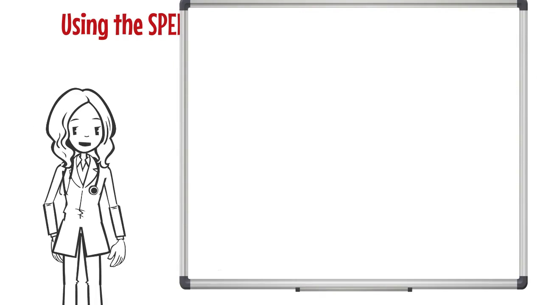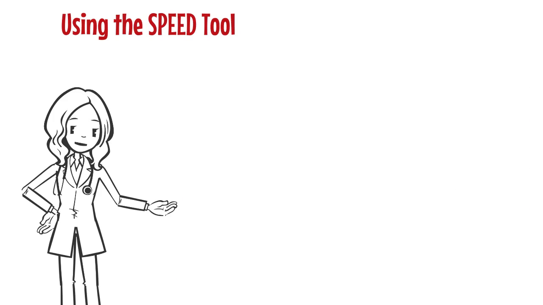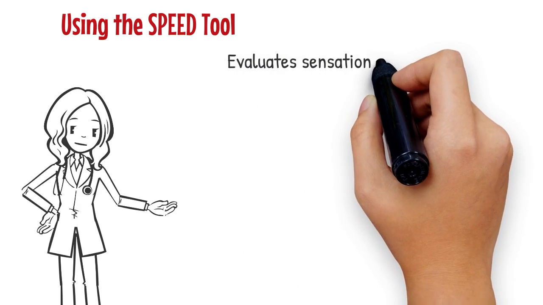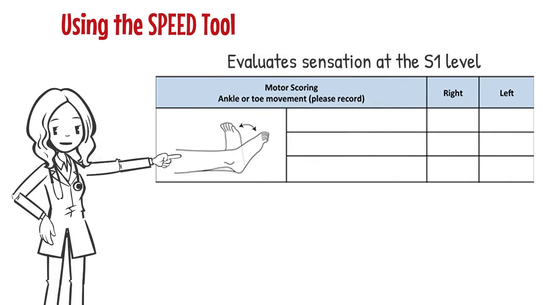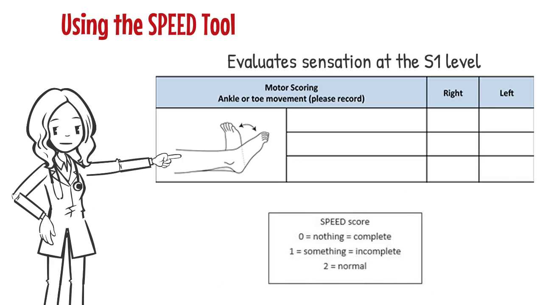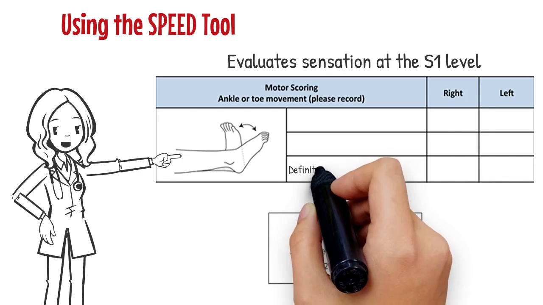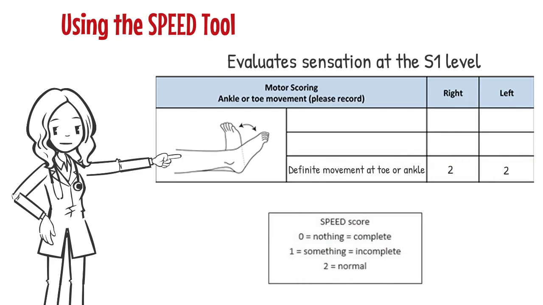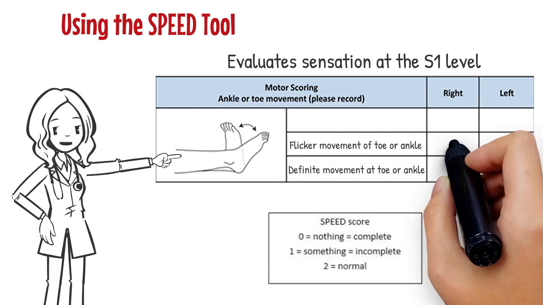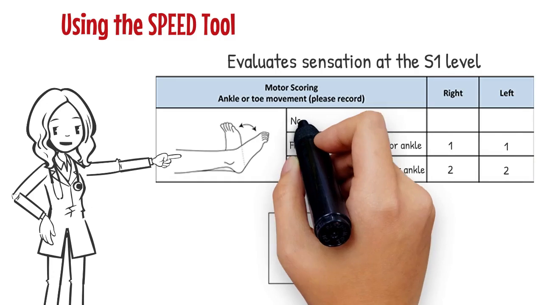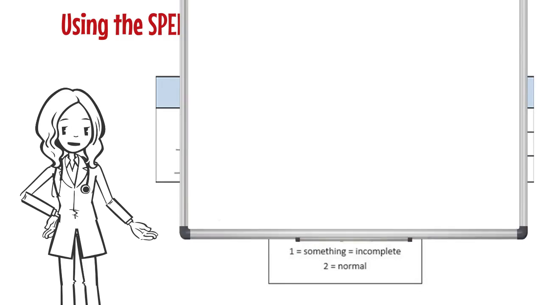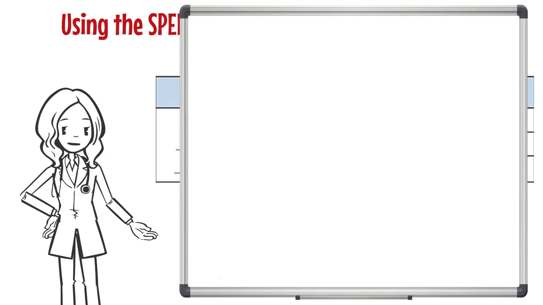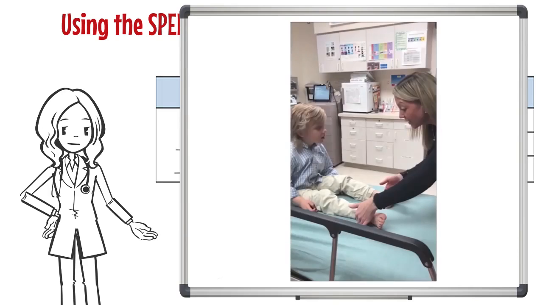The second component of SPEED sensory assessment evaluates sensation at the S1 level. This assessment is performed by lightly rubbing the lateral side of both ankles. If the patient is able to feel touch, a normal score of 2 is given. Altered or diminished sensation gets a score of 1, while the inability to feel touch scores a 0. Let's watch a short video for an example of the sensory exam component of SPEED. Touch right here.